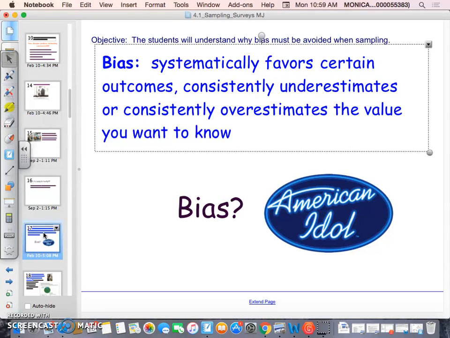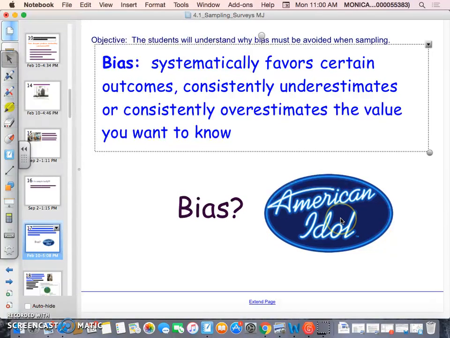Another thing you always have to keep in mind is bias. And so that's where you systematically favor certain outcomes. So it consistently underestimates or consistently overestimates the value you want to know. So for example, on American Idol, think for a second, who generally watches American Idol? And then of the people who generally watch American Idol, who's more likely to vote?